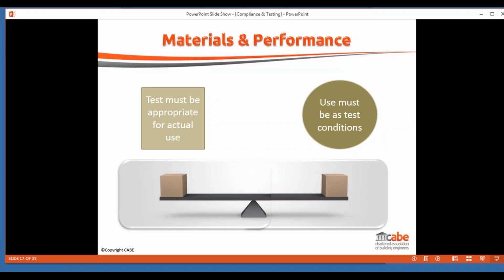But the bigger problem with testing materials and performance is if we test individual components, they don't reflect how that combination of components is put together with other materials on a construction site. And because we have such a wide range of materials and manufacturers and suppliers available, it's very difficult to get one test that reflects every possible combination that could be used. So again, whenever there's a test certificate being put forward, it is important to make sure that that actually reflects how the item is going to be used within the building.